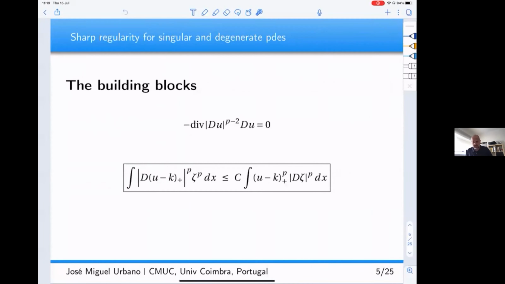And this was done by the Russian school of Ladyzhenskaya and Uraltseva to nonlinear equations of the following form, where not only do you have a principal part which is nonlinear, but which grows nonlinearly with the gradient. So this is important. This grows like a p-1 power of the gradient. So there's a nonlinear growth with respect to the gradient of the principal part.